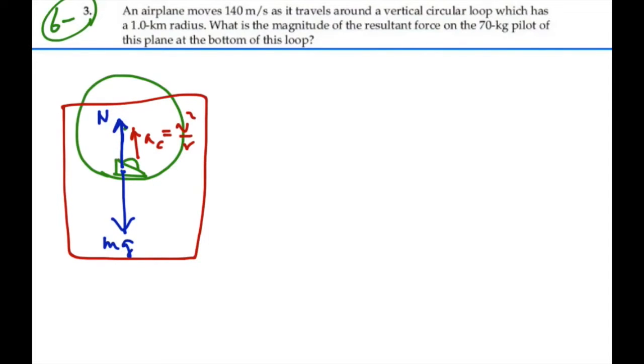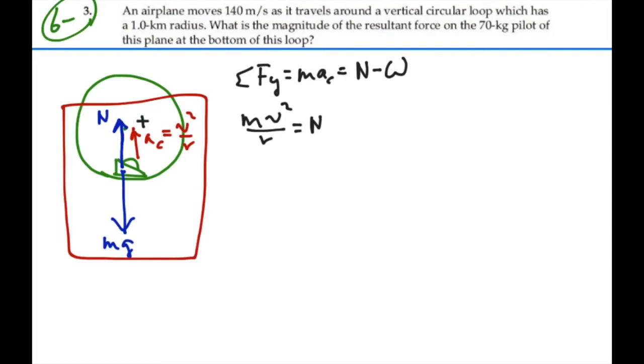Well, if we were to set this up as an equation, we would say that the summation of all the forces in the y direction is equal to ma, a being centripetal in this case, and that would be equal to N minus the weight, acceleration being positive in the up direction. So we have mass times velocity squared over r is equal to the normal force minus the weight, mg. That is the equation we would set up based on this free body diagram.